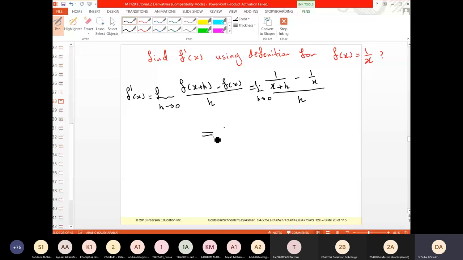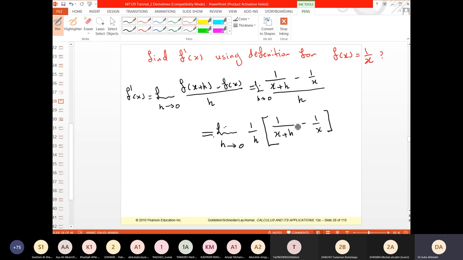What should I do now? Again, the numerator is the two things. Now, this is the limit when h goes to 0. What does this mean with the h? It means like 1 over h. If I want to write it like this, I can do this: multiply 1 over h with 1 over x plus h minus 1 over x.